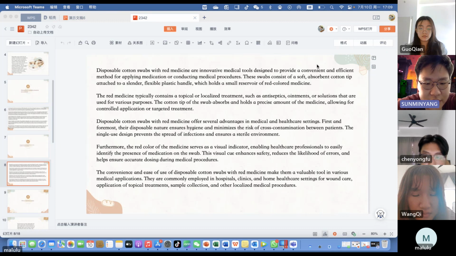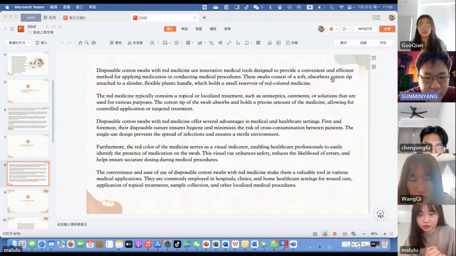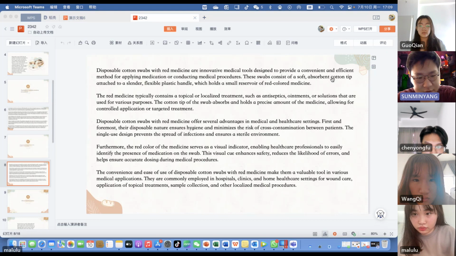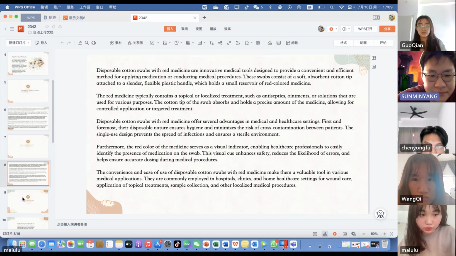The convenience and ease of use of dissolvable cotton swabs with red medicine make them valuable tools in various medical applications. They are commonly employed in hospitals, clinics, and home healthcare settings for wound care, application of topical treatments, sample collection, and other localized medical procedures. That's my part.